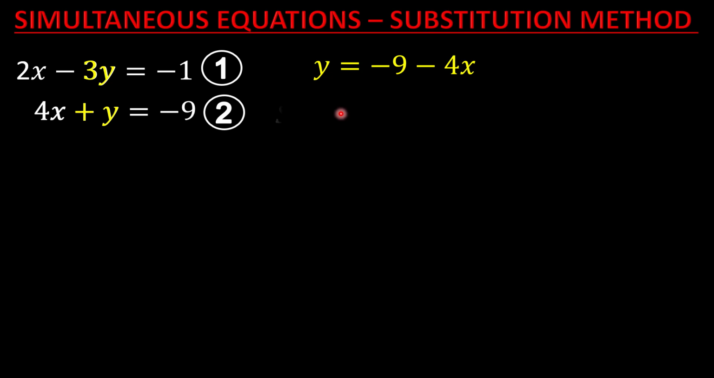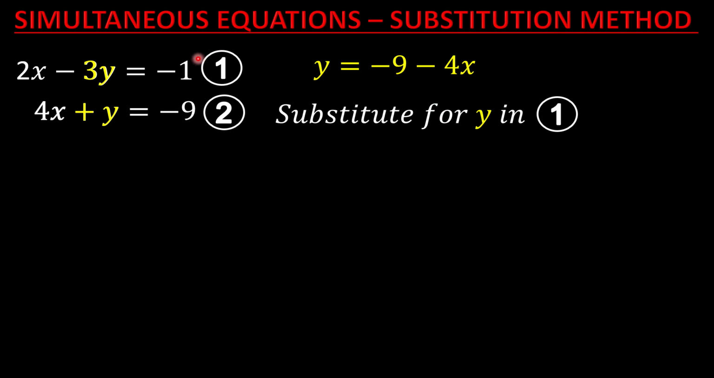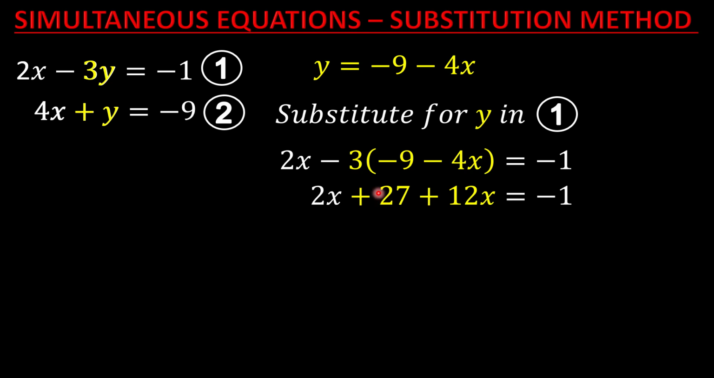Now the next thing we're going to do is substitute for this value of y in equation 1 like we did before. So equation 1 will become 2x take away 3 times this bracket, because that's now y, and equals negative 1. We have to multiply this bracket out by, be careful, negative 3. So we're going to get 2x doesn't change, and we get plus 27 plus 12x equals negative 1. Remember, a negative times a negative gives a positive, and 3 nines are 27. A negative times a negative gives another positive there, and 3 times 4x is 12x.